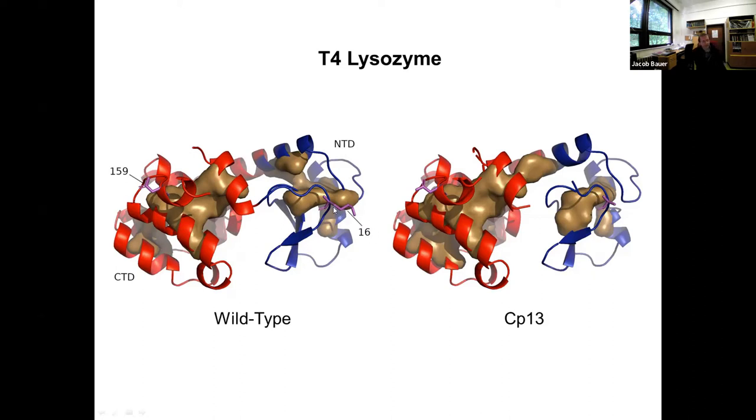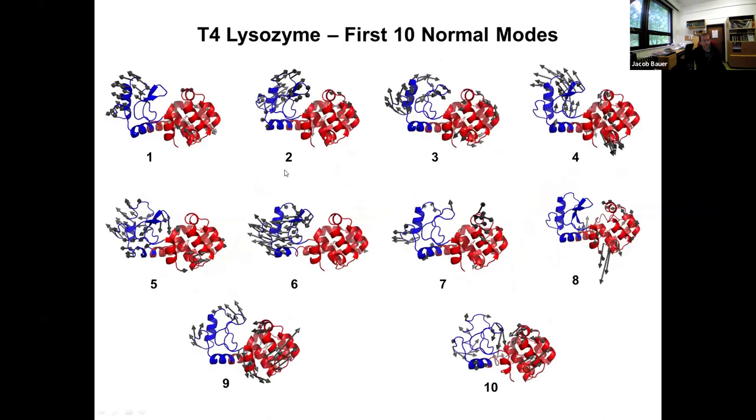In the experiment we're trying to describe, they attached the DNA tethers to residues 16 and 59 and directly pulled these two domains in different directions. So first we calculate the normal modes. Here are the first 10. And next, since we're trying to interpret the experiment, we choose those modes which pull the domains in opposite directions.